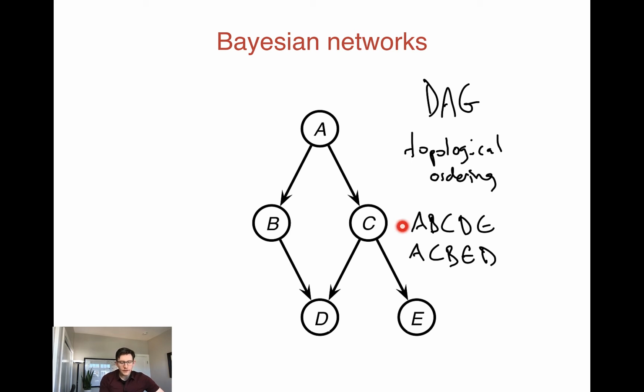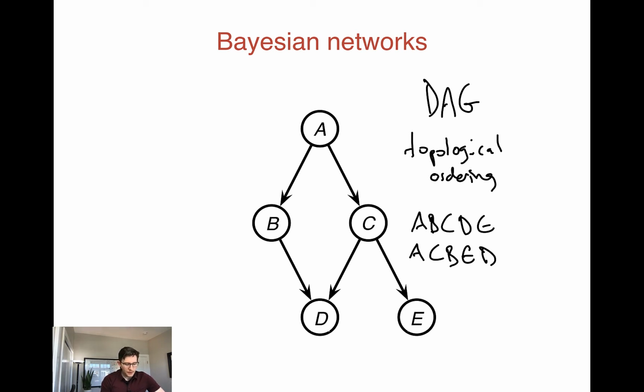So notice, if we look at this ordering here, A, B, C, D, E, notice that A is the parent of B, so A occurs before B in the ordering. And likewise for C and D, B and D, C and E, and so on. And these are both valid topological orderings. So that's an indication that there can be multiple valid topological orderings. But there's always at least one valid ordering for every directed acyclic graph, and therefore every Bayesian network.